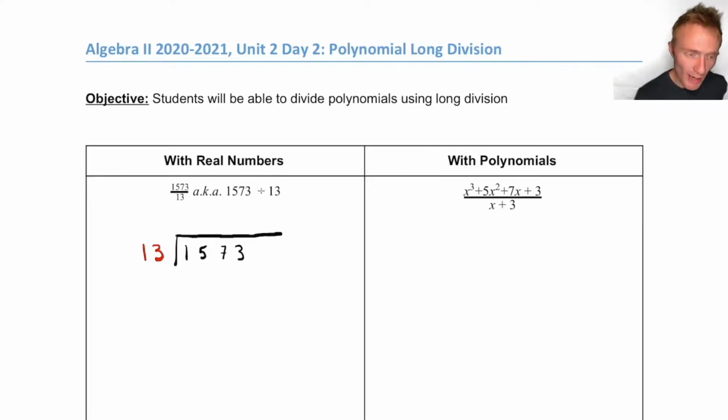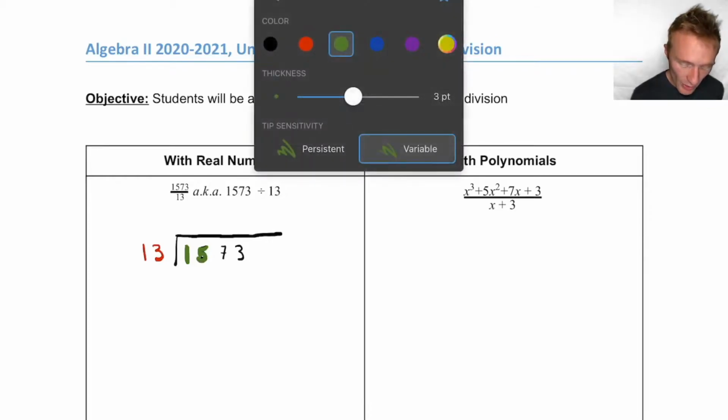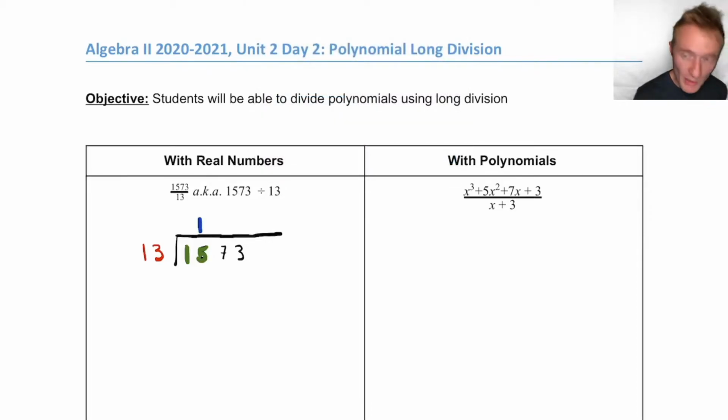The way we usually do regular long division is we start to say, okay, what is the first chunk I can fit a 13 into? So we look at the 1. We can't fit a 13 into a 1, so we move to the next pair. 15. We can fit 13 into a 15 specifically one time.